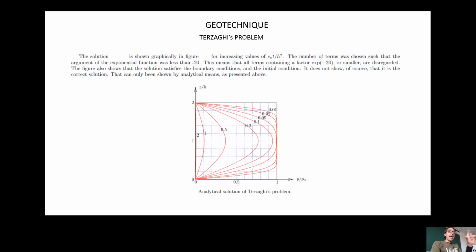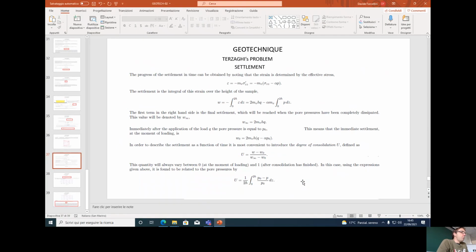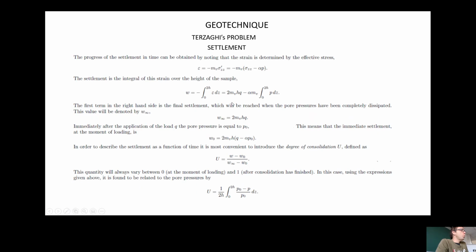Inside the 2H layer. So, coming to our problem, we can calculate the settlement by noting that the strain is determined by the effective stress. So epsilon, as we said, can be written as minus m_v that multiplies sigma_z minus alpha p, and the settlement, as we said, is the integral of the strain over the height of the sample.